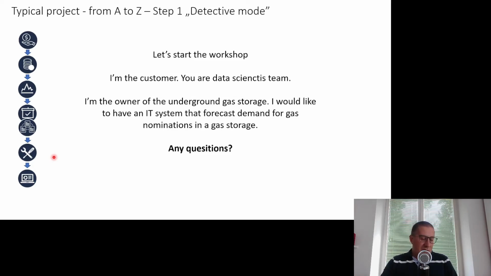And of course, let's say if we get a long history, let's say 10 years, I have 10 years of history of nominations to my gas storage. The important question is, from the data scientist's side: were there any crucial changes to the underground gas storage operation over those 10 years?